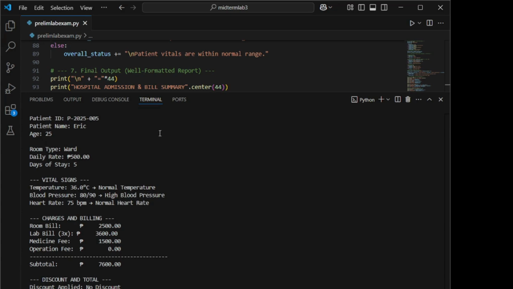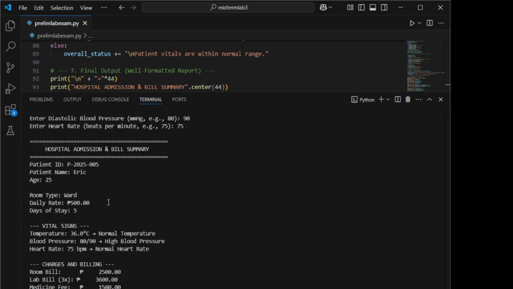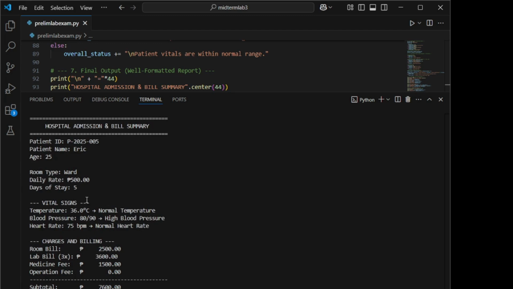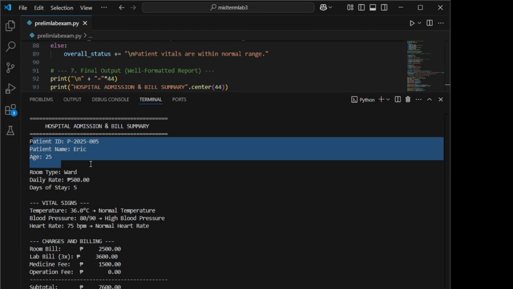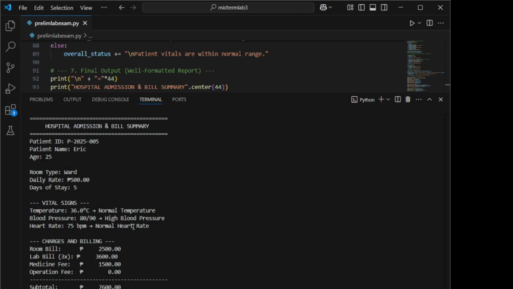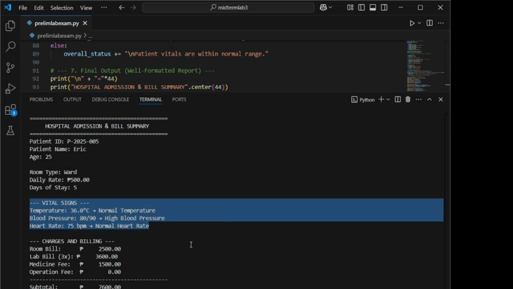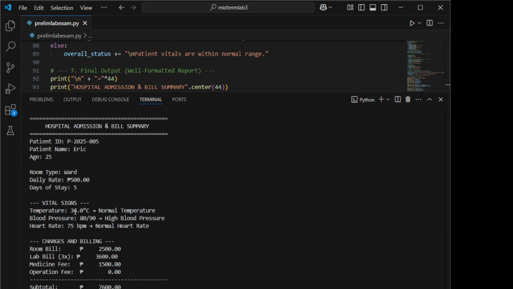So we have here our bill summary. It prints our information here and the vital signs. So since temperature 36 is normal temperature, it prints normal temperature. And we have a blood pressure, we have high blood pressure, and we have a normal heart rate.